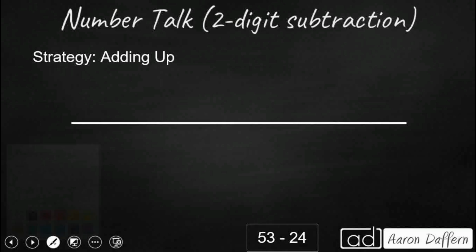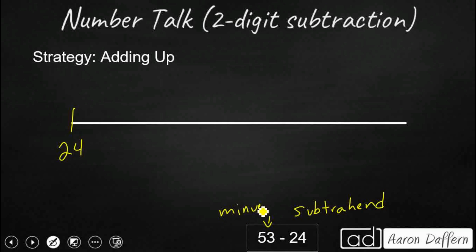So the first thing that we can do is we can use the strategy adding up. And what we do with adding up is we take our second term, and that is called our subtrahend. It's got a fancy name. And we're going to start with that. And we want to take little jumps. And we want to get all the way up here, which also has a fancy name. This big number is called the minuend. And so we want to get from 24 up to 53.